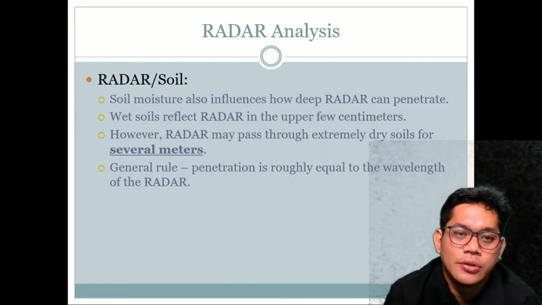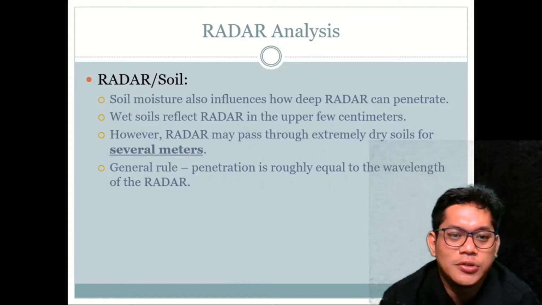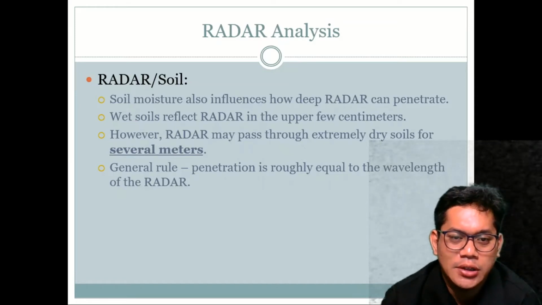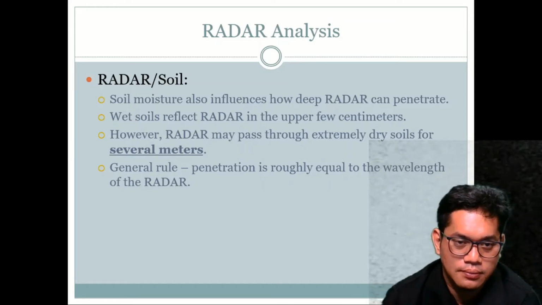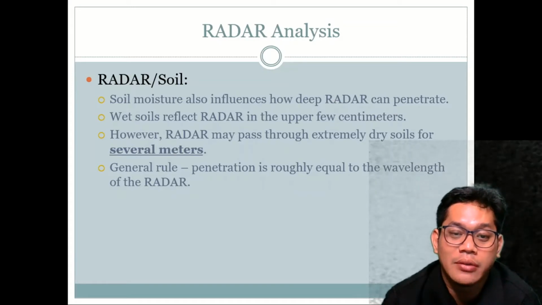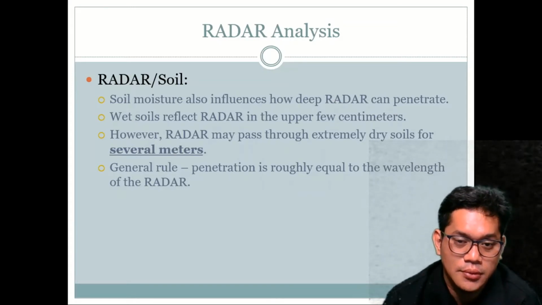So in soil, basically we use radar to see the soil moisture, how much or the percentage of soil moisture, and it also influences how deep radar can penetrate, where water basically reflects radar. Wet soils only reflect radar within a few centimeters. However, for dry soils, it can go up to several meters.